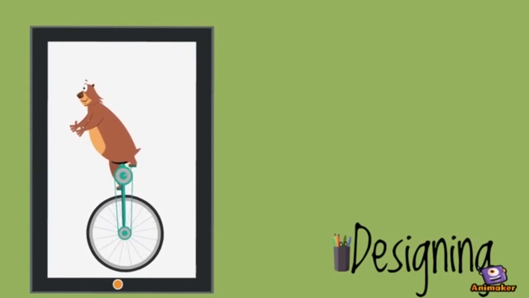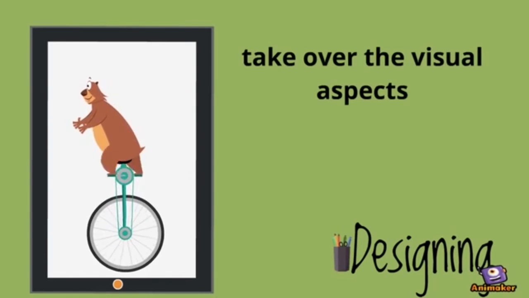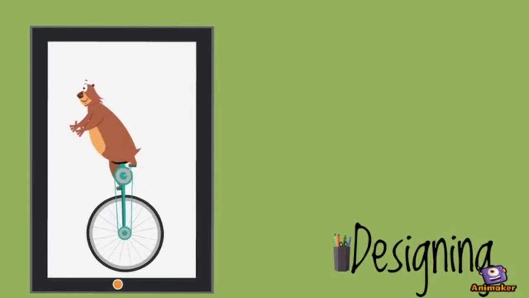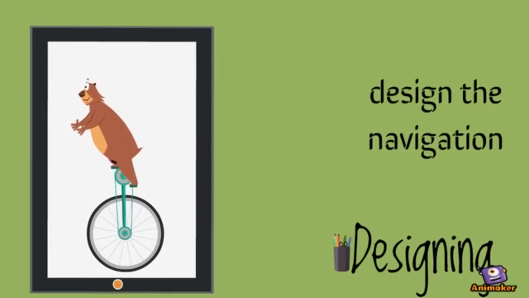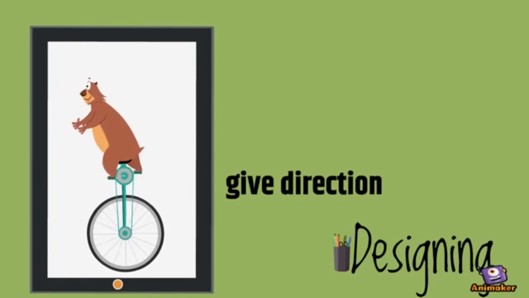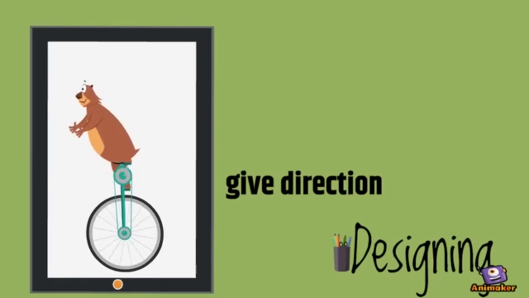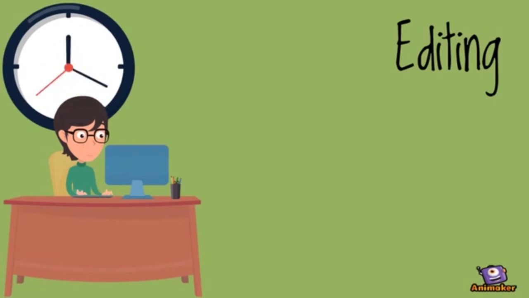The fourth stage is designing. During the design stage, designers take over the visual aspects of the project to determine how it looks and feels. Using the notes from the storyboard, they create graphics, design the navigation, and give direction to photographers and videographers regarding the correct shots. And the fifth stage is editing.